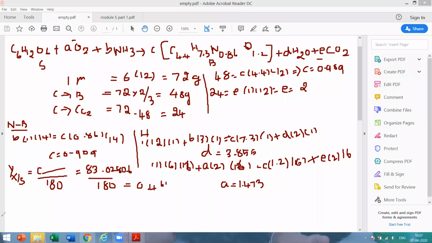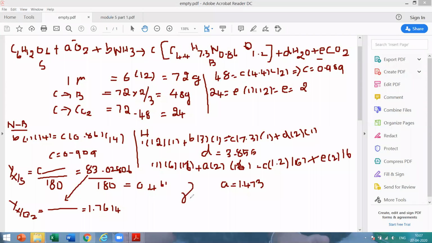0.461. And the next is Y X bar O2. Same X bar O2. So now X is same. This O2 is what? A O2, A into 2 into 16. So when you do that, you will get the answer as 1.7614.